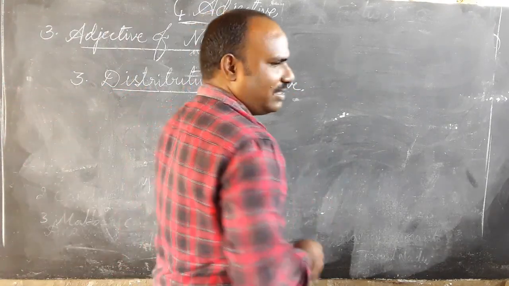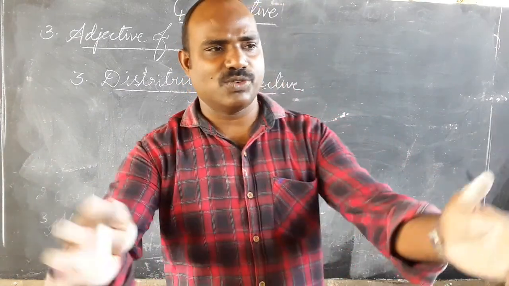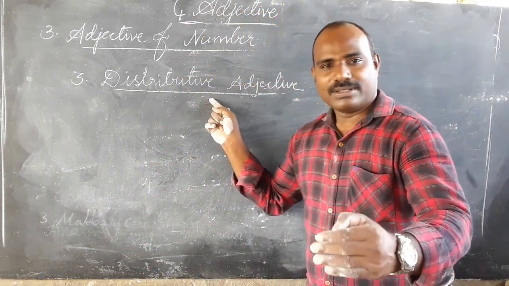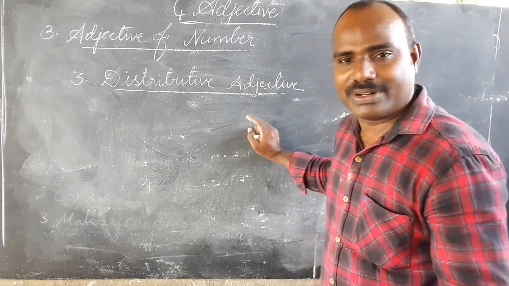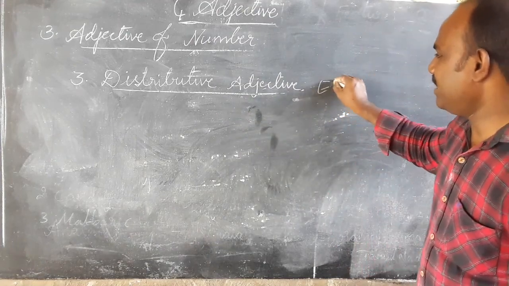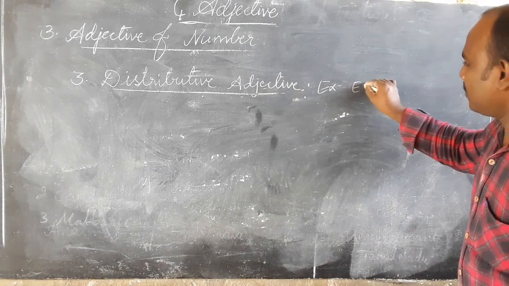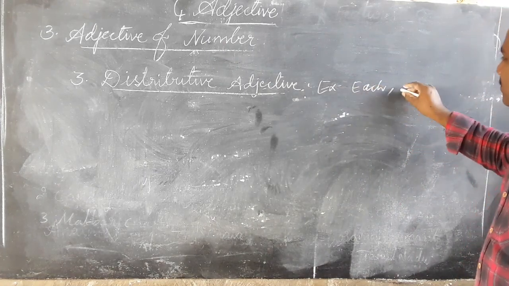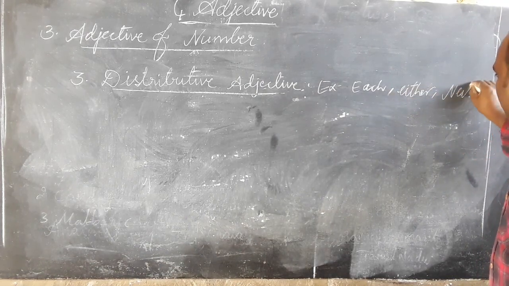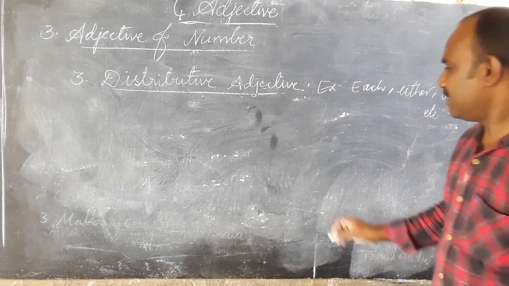Distributive adjective. See, distribution means here distributing something or someone to others or to a group of people. An adjective that talks about distribution is called a distributive adjective. For example, I'm not writing the definition here. I'm directly writing the examples. You see, look at these words. Each, either, neither, etc.